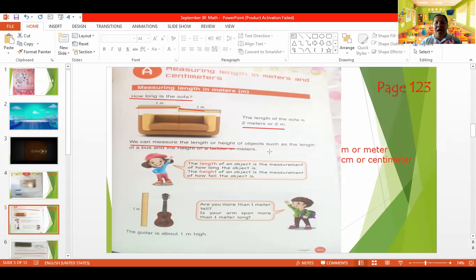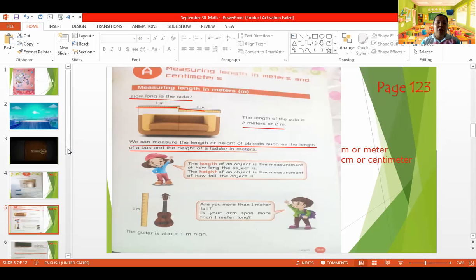So here, we can measure the length or height of an object, such as the length of a bus and the height of a ladder, in meters. This is the explanation of length and height. For example, the getter is about 1 meter high. Are you more than 1 meter tall? How can you find out? Is your arm span more than 1 meter long? Later on, we will find out.